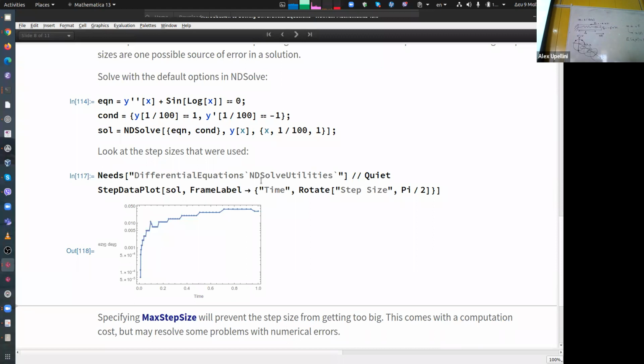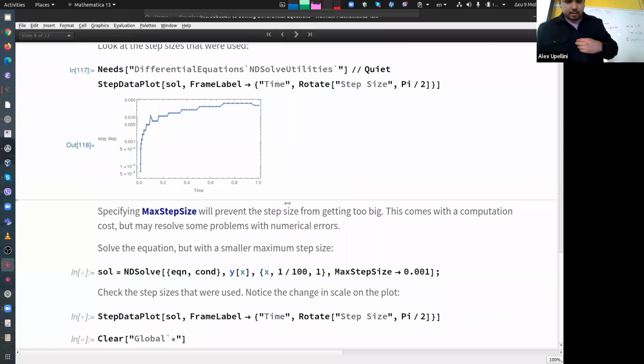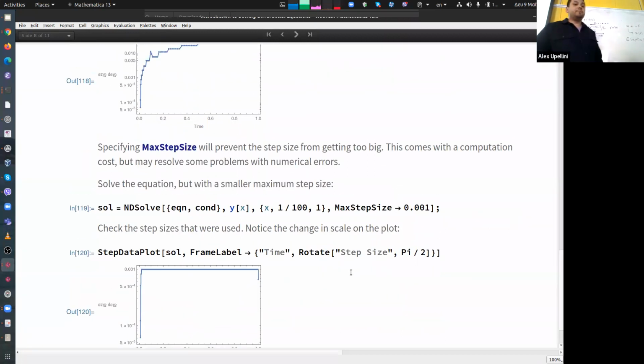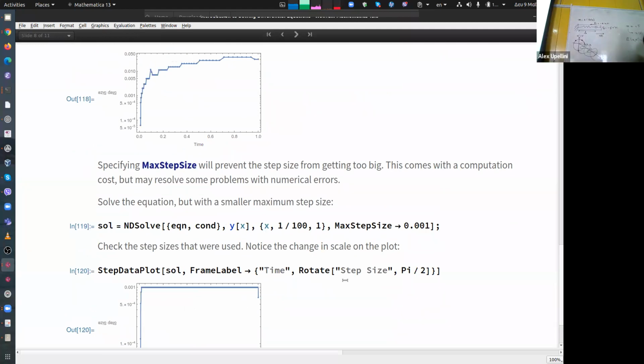Now, I want to tell Mathematica to use a maximum step size of some value. So here, MaxStepSize 10 to the minus 2. Now you can see that the plot actually respects that. This is the state data of this solution. You can see that the step is not going bigger than this, compared to that.